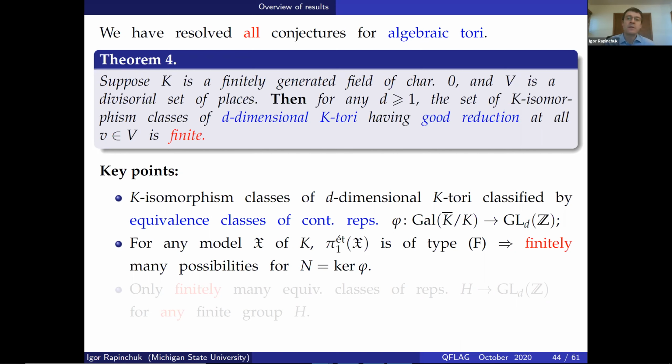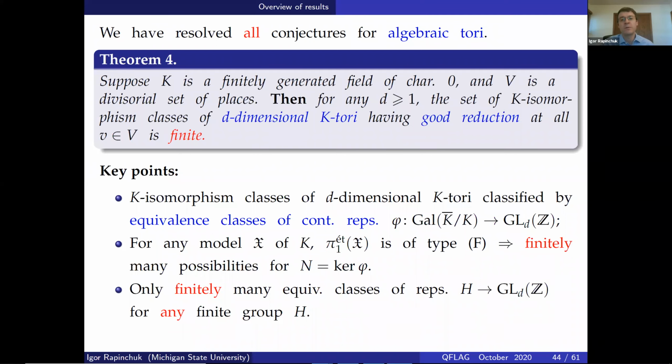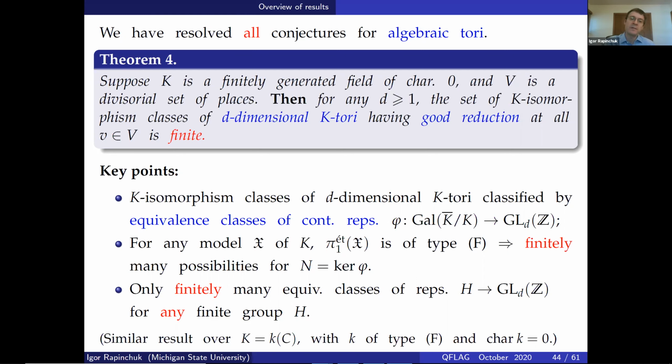And then finally, to conclude the argument, we use a result which ultimately depends on reduction theory, which is that for any finite group H, there are only finitely many equivalence classes of d-dimensional integral representations of H. Okay, so that resolves the main conjecture for algebraic tori. I should say that basically the same argument yields this result for function fields of curves over fields of type F.